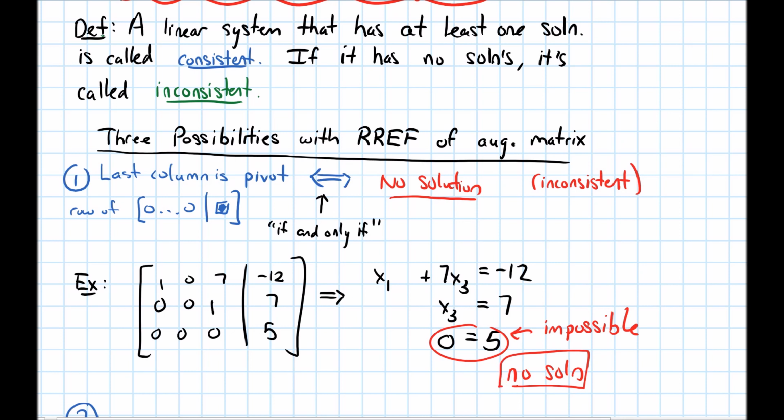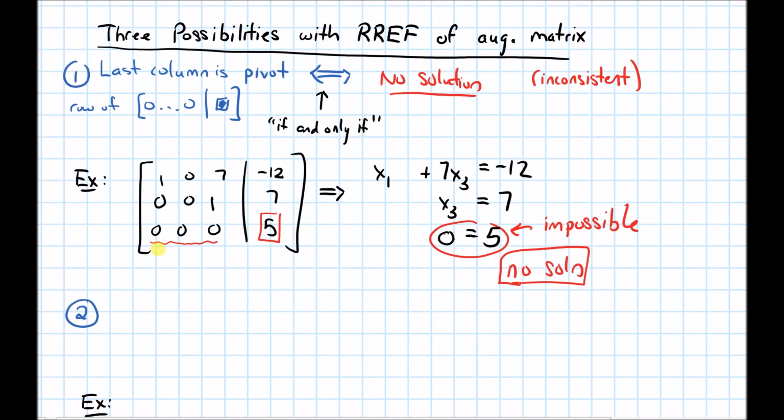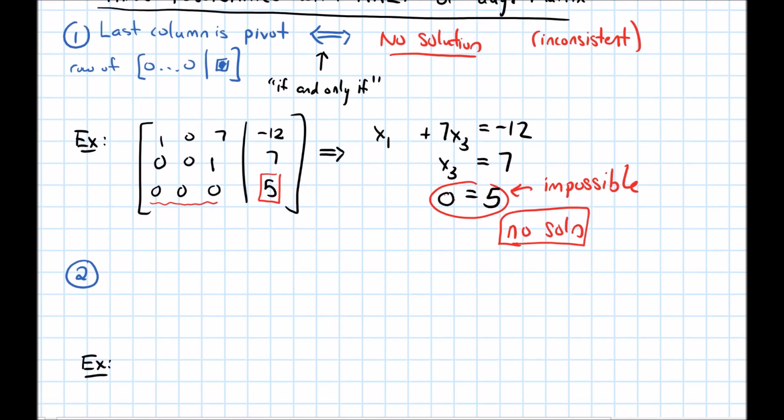No solution. So notice that what tipped me off that there's no solution is when there's a row of all zeros and there's something that's not 0 on the other side. Because that'll give me an equation that looks like 0 equals something that's not 0, like 5. Okay, so what does it look like when there is a solution? When there is a solution, the last column is not a pivot. So that means we won't have a row of all zeros and then something that's not 0 on the other side.